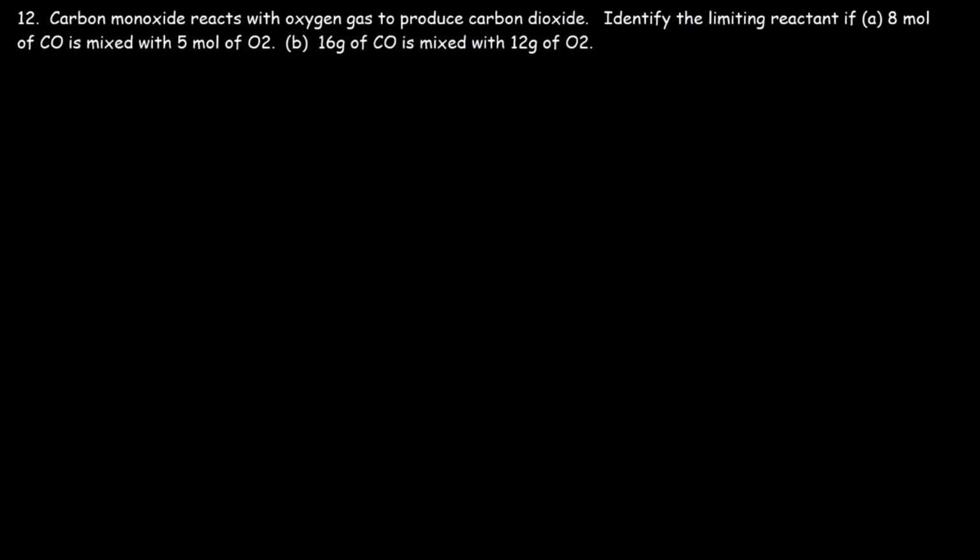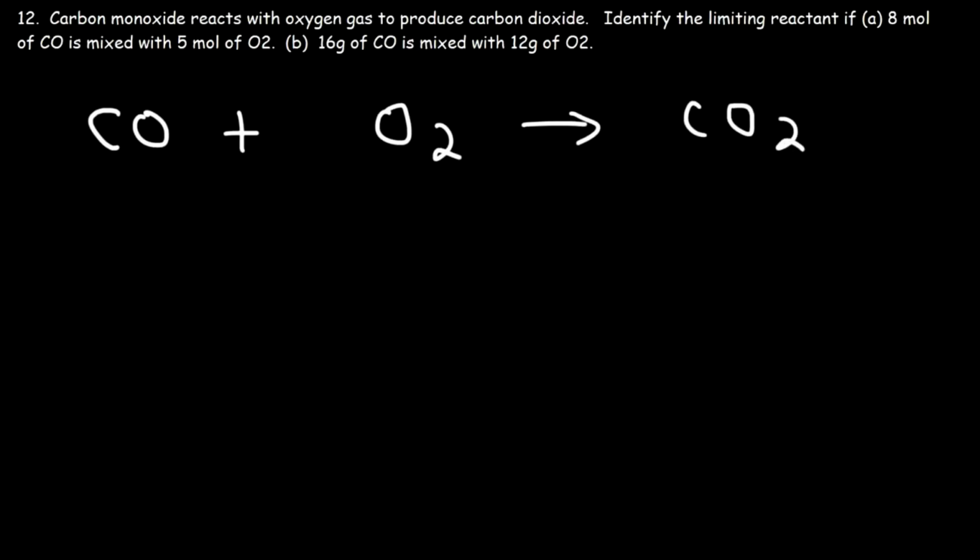Number 12. Carbon monoxide reacts with oxygen gas to produce carbon dioxide. Identify the limiting reactant if 8 moles of carbon monoxide is mixed with 5 moles of oxygen gas. Well, let's begin by writing a balanced chemical equation. So we have carbon monoxide plus oxygen reacts to produce carbon dioxide.